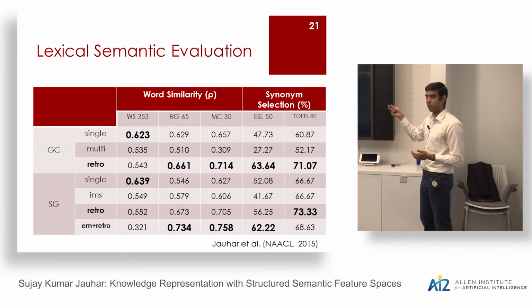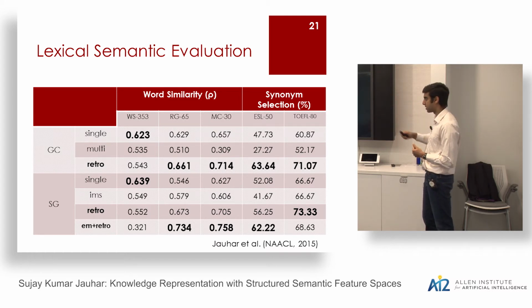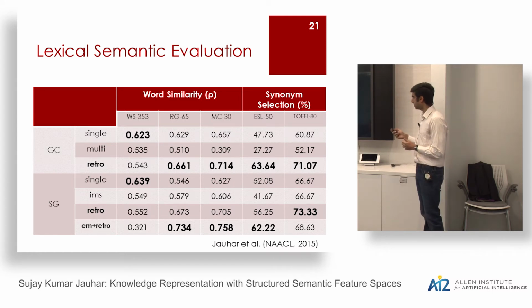What are the numbers, like 65, 30? So that's rho correlation score. Spearman rho. Yeah. The other one is just percentage accuracy on picking the best synonymous word.